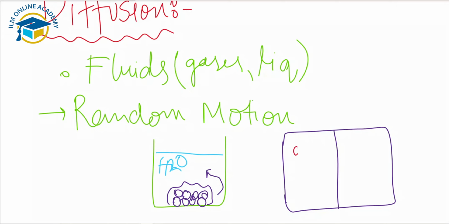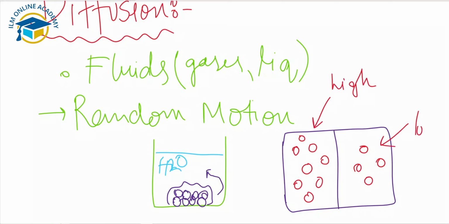So what happens here: on the left side you can see there are more particles, and on the right side we have just 4 particles. You can say that the left is the area of high concentration, and the right side is the low concentration area. In diffusion, the particles move from an area of high concentration towards an area of low concentration, so the particles will move from left towards the right.